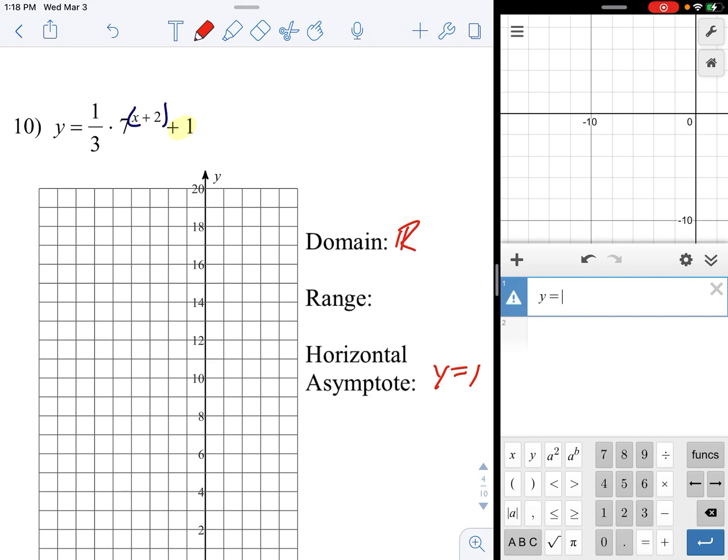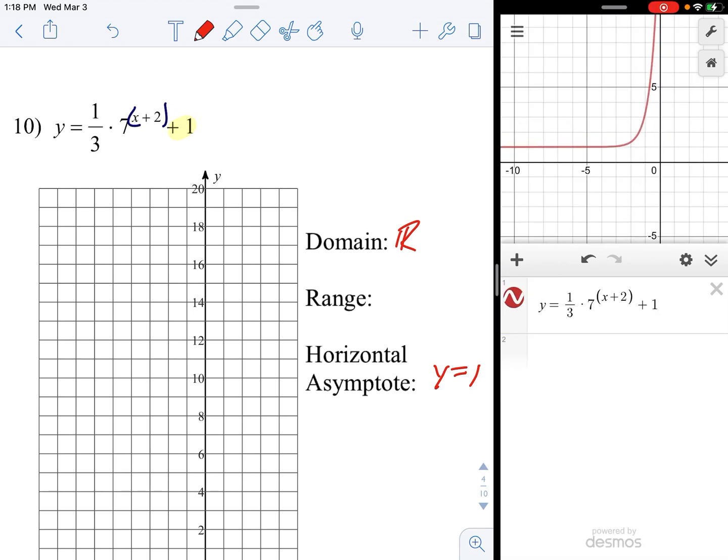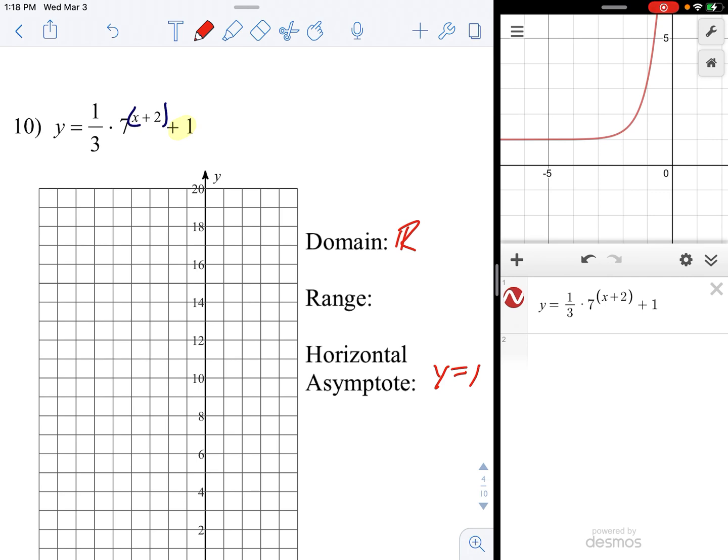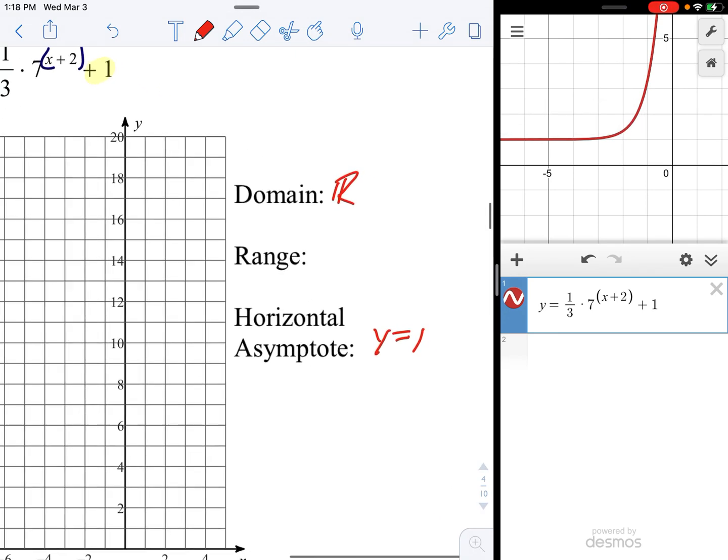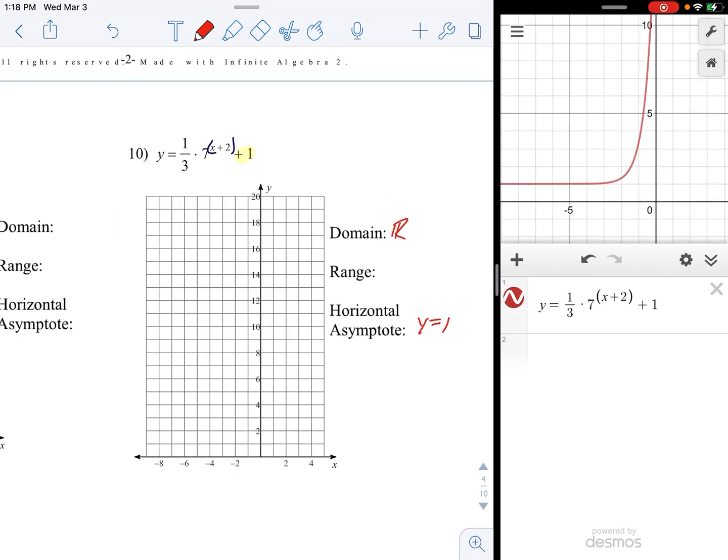Y equals 1/3 times 7 raised to the x plus 2. Oops, that's times. Where's x? X plus 2 plus 1. Do I have an asymptote at positive 1? It kind of looks like it, right? See the y value, 1.02, and if I go over, 1.001, and if I go further, it rounds off to 1. There's my asymptote.